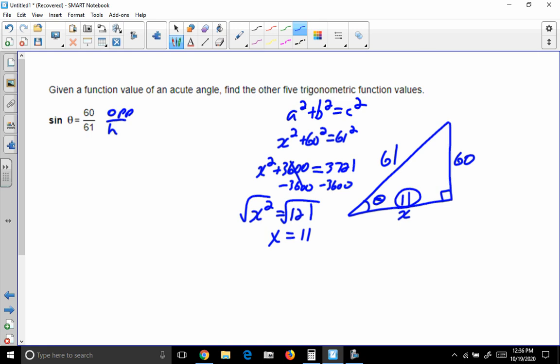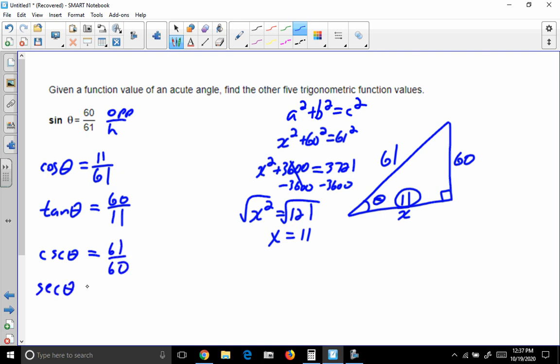So if we know one of the ratios, then we could draw a triangle that has those two sides. Pythagorean theorem gives us the other side. Cosine is adjacent side over hypotenuse. Tangent is opposite over adjacent. And then just the reciprocals. Cosecant is the reciprocal of sine. Secant is the reciprocal of cosine. And then cotangent is the reciprocal of tangent.